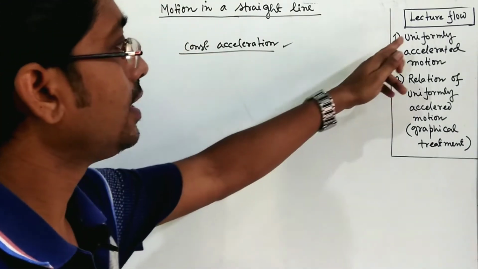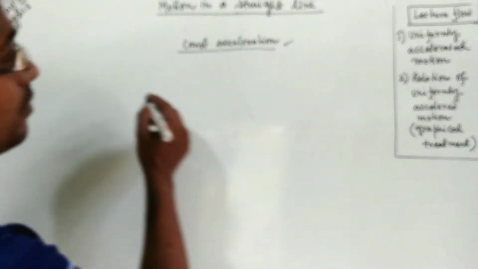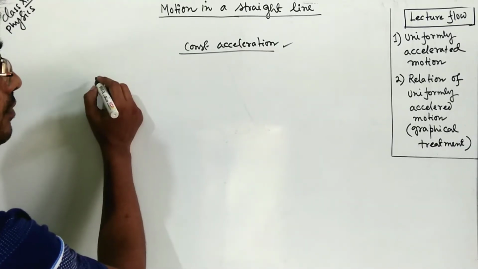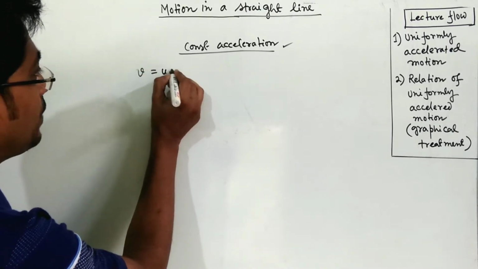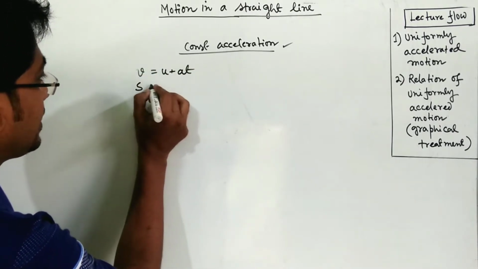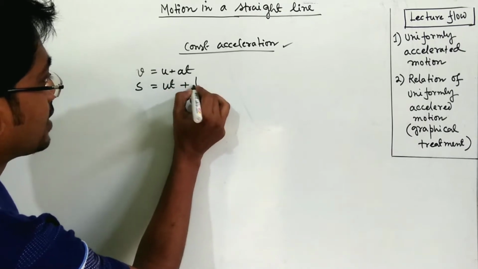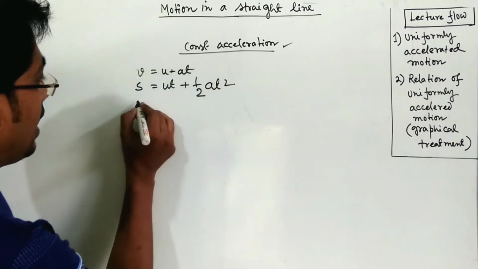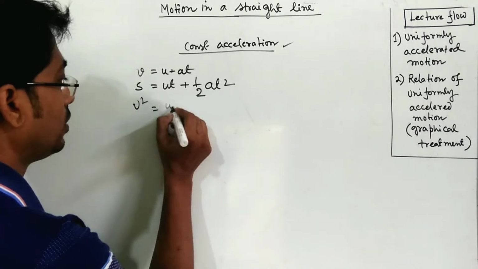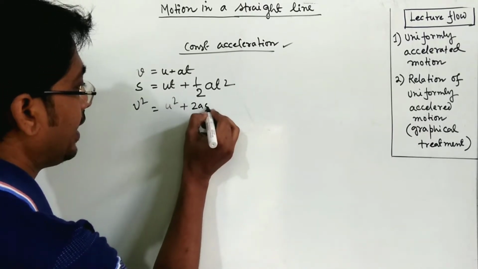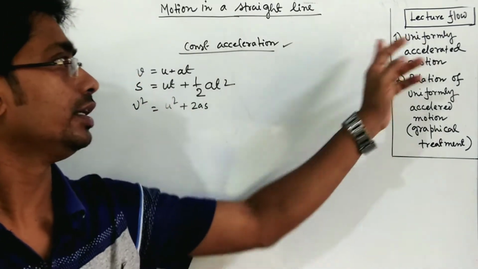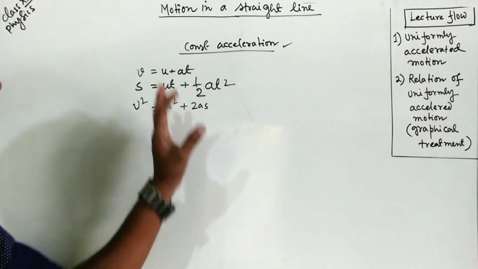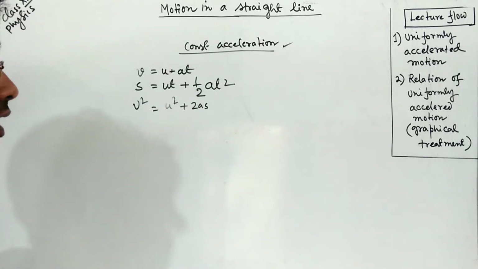So in this uniformly accelerated motion, some equations are there. So that is v is equal to u plus at, s is equal to ut plus half at square, and v square is equal to u square plus 2as. So these are the equations related to the uniformly accelerated motion. Actually, if we want to deduce these formulas, there are so many methods.